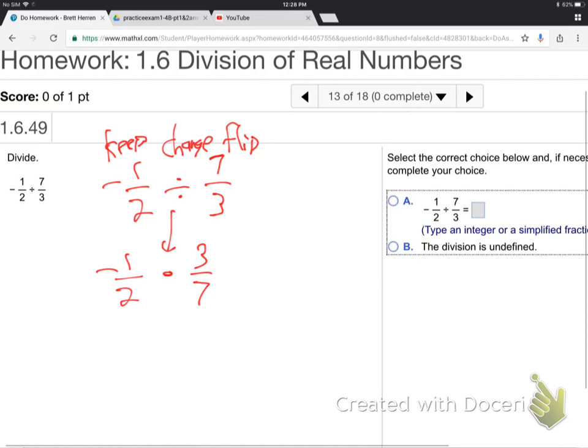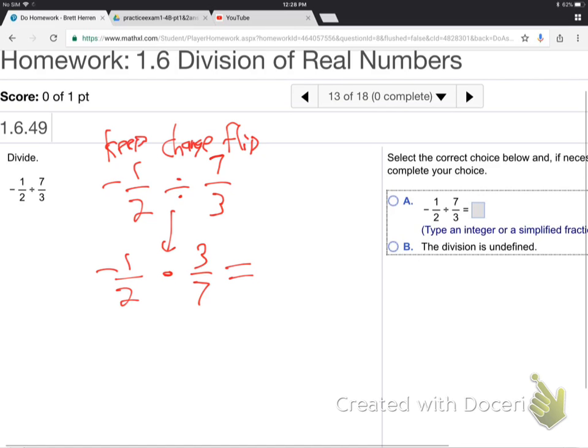That good so far? Keep, change, flip. So I just changed division to upside down multiplication, because division and multiplication are the same thing. They're just upside down of each other. Now that we're in multiplication, how do we finish the problem from here? Straight across. Yeah, you just go straight.